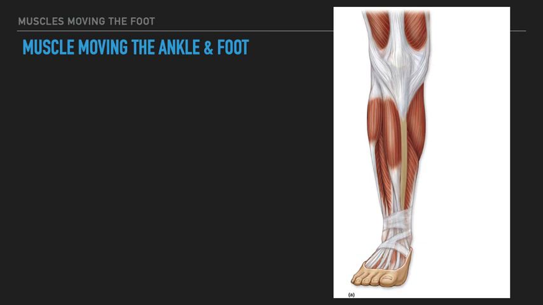Again, muscles that are going to move the ankle and foot. First we have the tibialis anterior. This dorsiflexes the foot, and it's an agonist for inverting the foot. The origin is the lateral condyle, as well as the shaft of the tibia and the interosseous membrane. It inserts on metatarsal 1 and the first cuneiform.